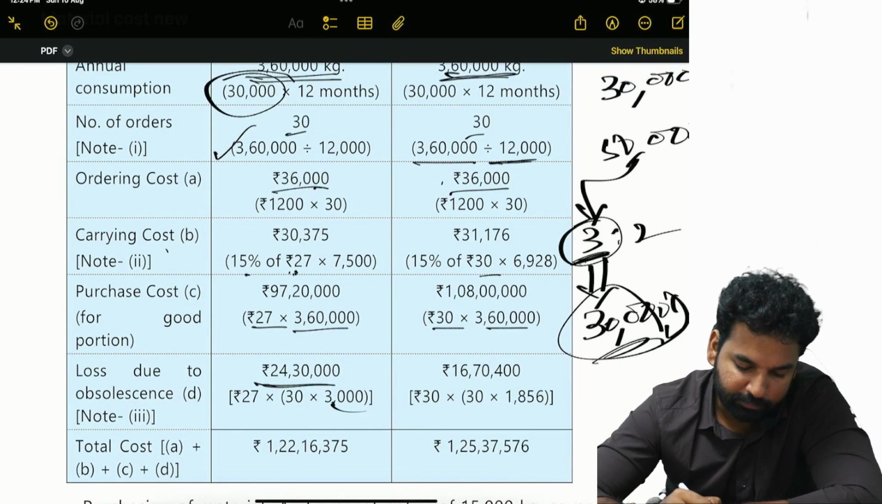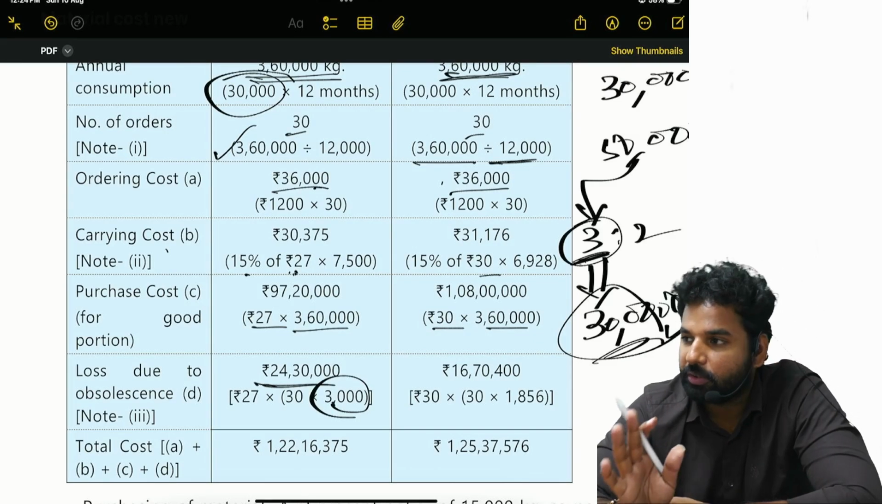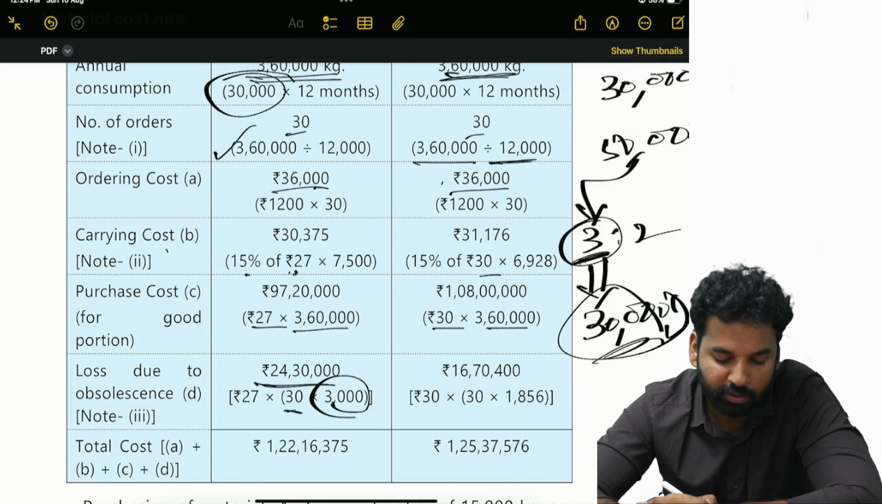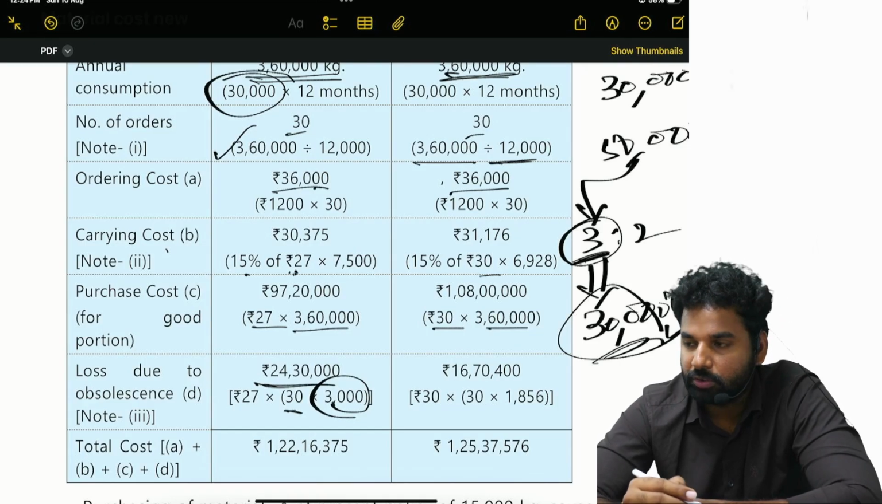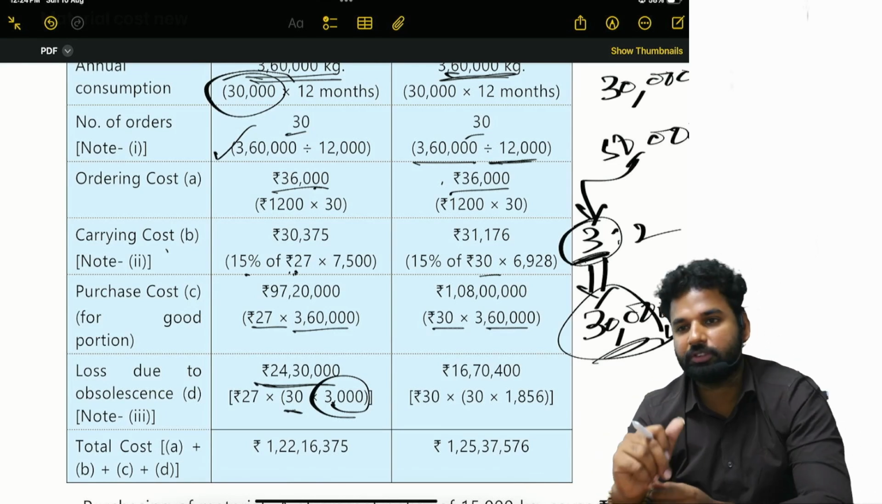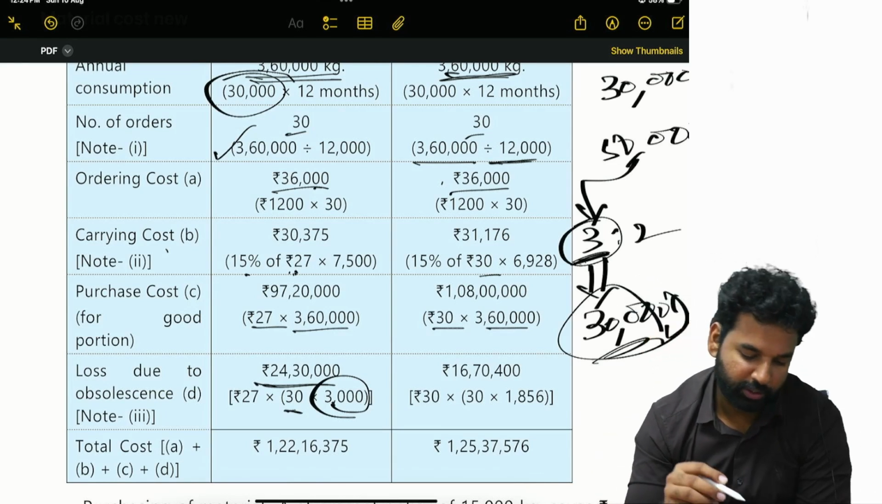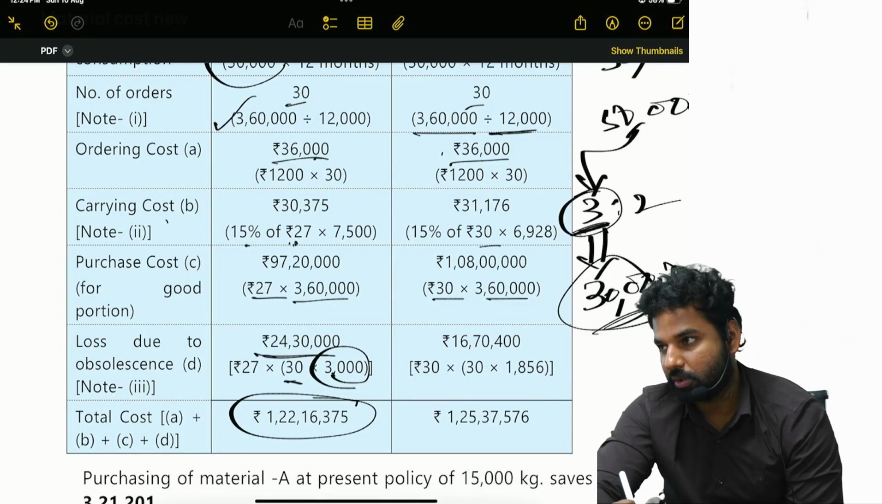3,000 per month. No, sorry, per order we will lose. 15,000 if you place, 3,000 per order we will lose. For 30 orders, how many will you lose? 30 into 3,000, you will lose 90,000 units. 90,000 into 27, the discounted price. Okay. So if you total all this, you get 1 crore 22 lakhs as the cost.